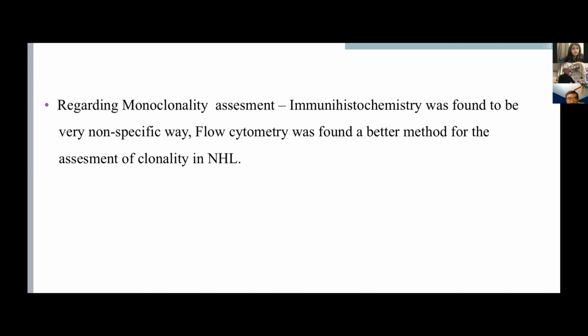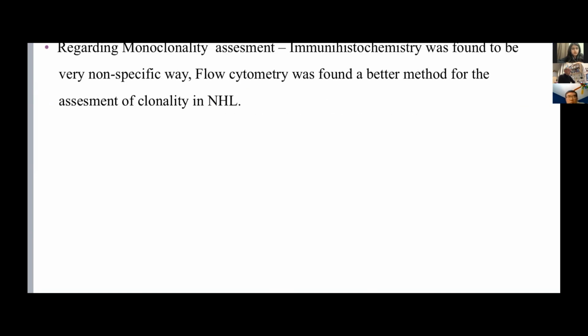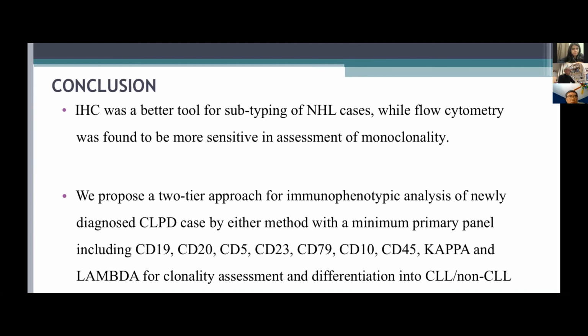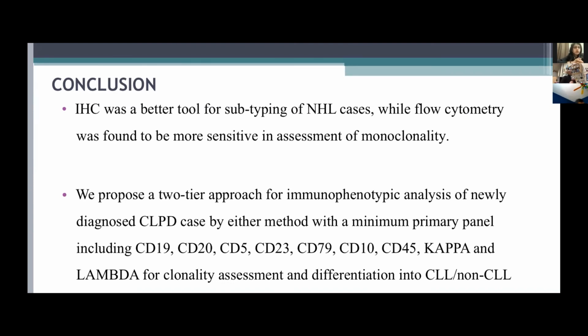On the other side, flow cytometry was a better method for the assessment of clonality, because in all the 30 cases, they were either kappa positive or lambda positive. So monoclonality assessment was very easy on flow cytometry, while it was not on IHC. So can we conclude that IHC is a better tool for subtyping of NHL cases, while flow cytometry was found more sensitive in assessment of monoclonality? I don't know, because in our study the sample size was very limited, so we need further studies to make a statement for this.